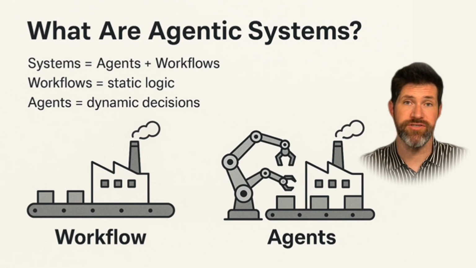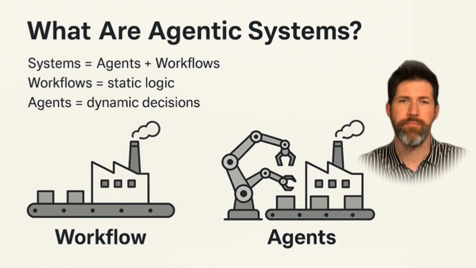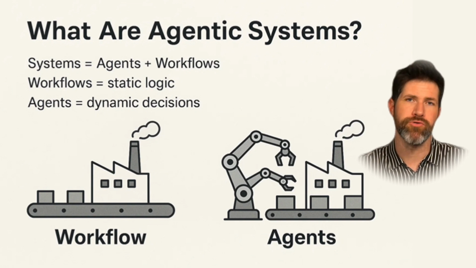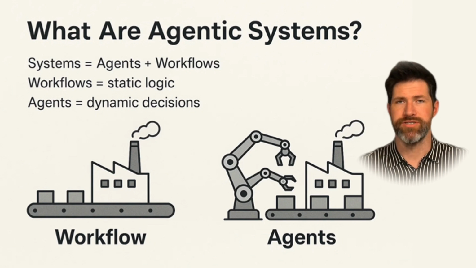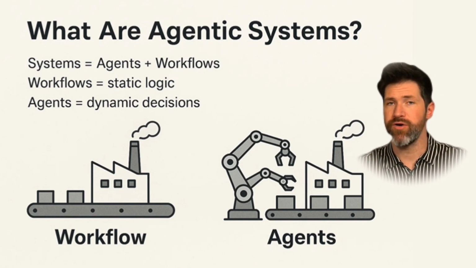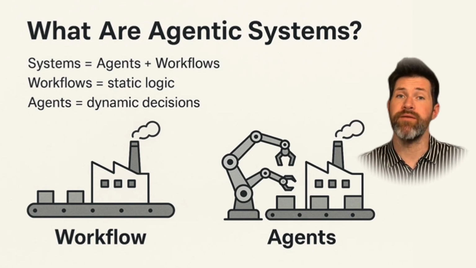What are agentic systems? You can think of agentic systems like teams made up of two players, agents and workflows. Workflows are like strict factory lines. They always do the same thing, the same way every time. Agents, on the other hand, are like smart managers. They decide which tools to use based on what's happening right now.